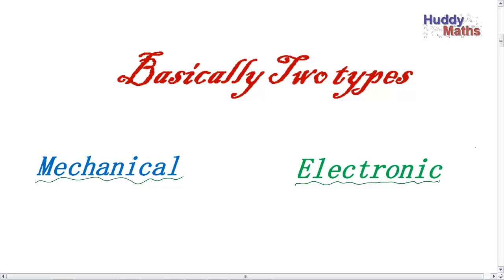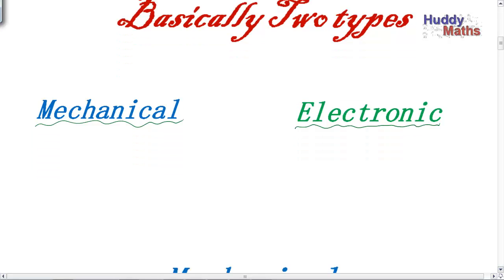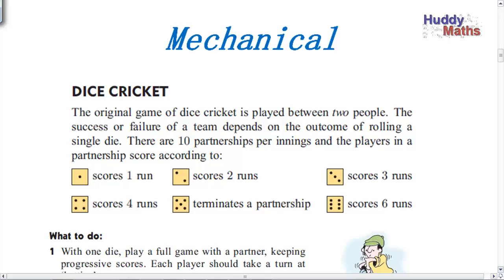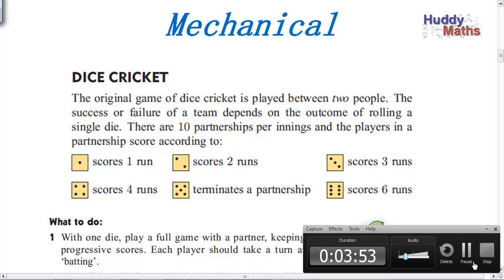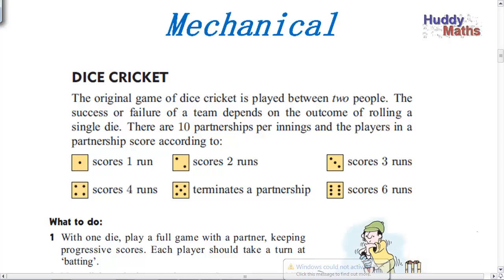All right, so let's go down now and have a look at some of these. All right, here's the one I've been raving on a bit about, and you might have seen this before in junior maths. Mechanical simulations here. So here we are, dice cricket simulated with a die. The original game is played between two people. The success or failure of a team depends on the outcome of rolling a single die. Okay, there are 10 partnerships per innings, and the players in a partnership score according to this system here.